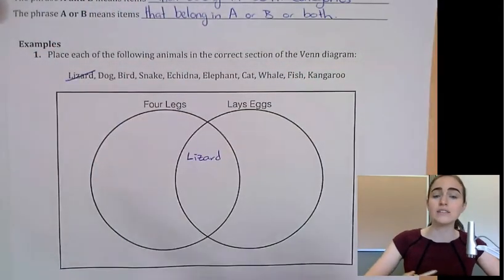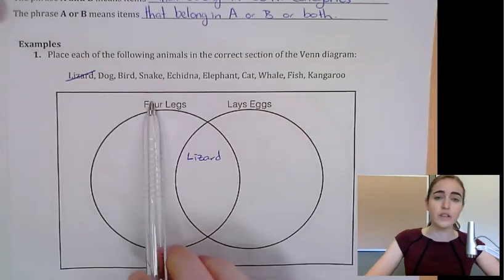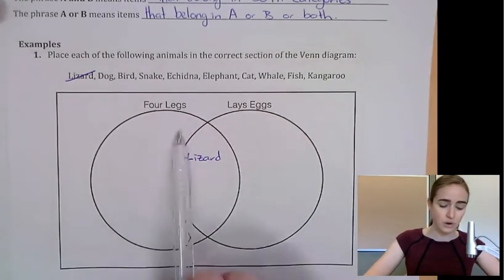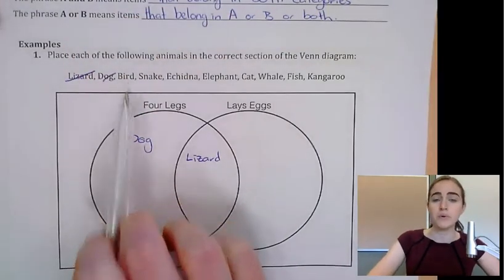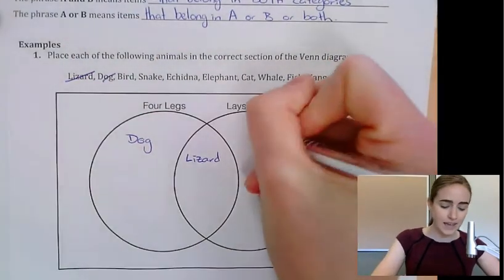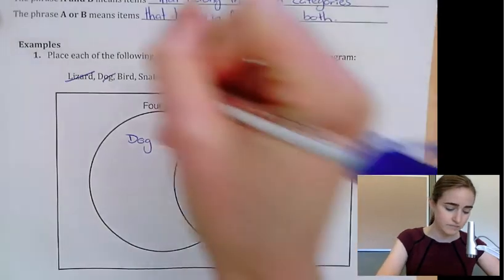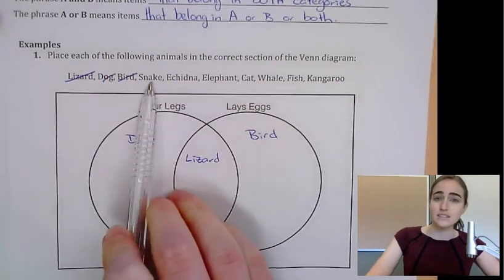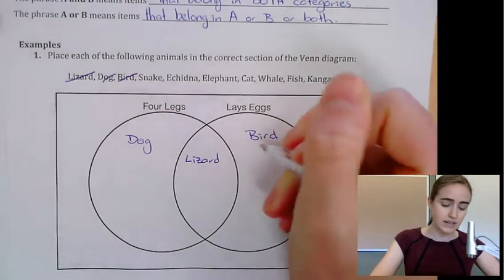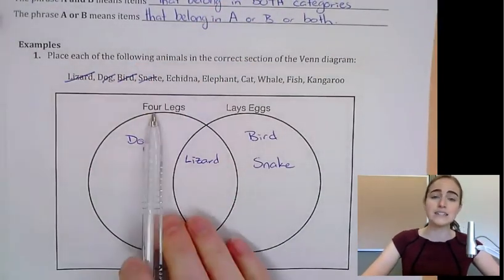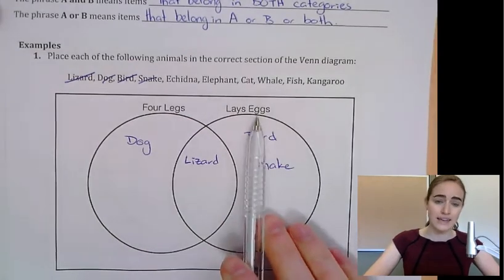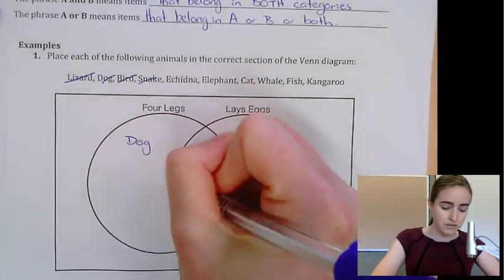Right, our next one is a dog. A dog does have 4 legs, but it doesn't lay eggs. So that will go in this section here. Our bird, a bird doesn't have 4 legs, but it does lay eggs. So that's over in this section. A snake, same thing, doesn't have 4 legs, but it does lay eggs. Right, an echidna, it does have 4 legs, and they also lay eggs, so that means it's going to go in the middle.